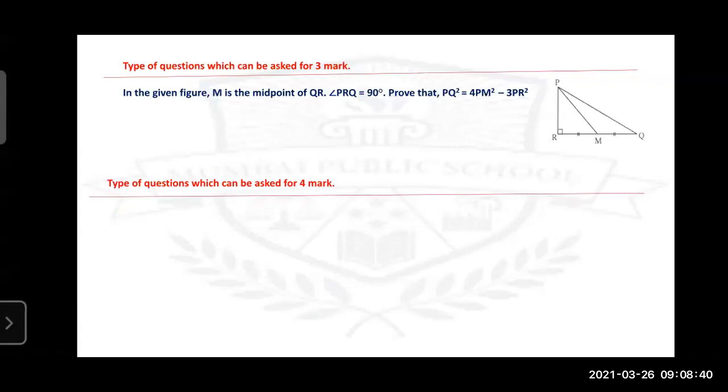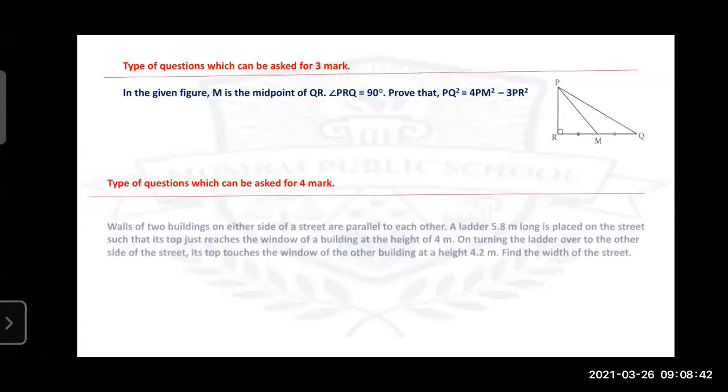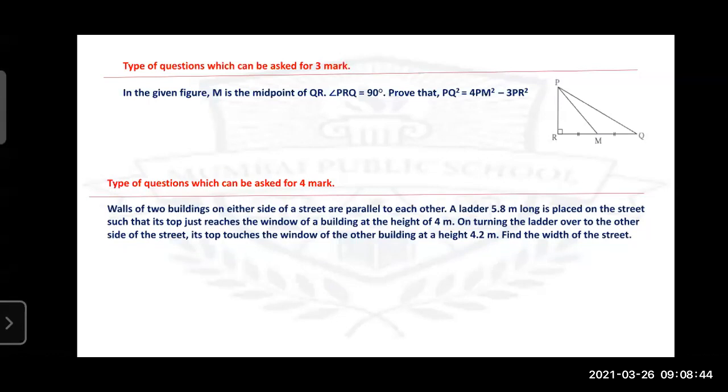Types of questions which can be asked for 4 marks. For 4 marks, a word problem type of question can be asked. That is, the walls of two buildings are given, which are parallel to each other. Then the ladder height is given. A shadow-like type of question can be asked for 4 marks.